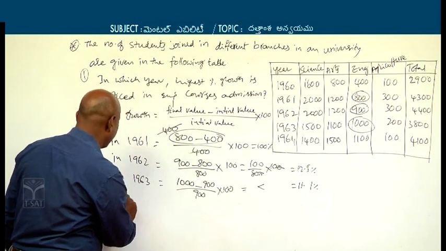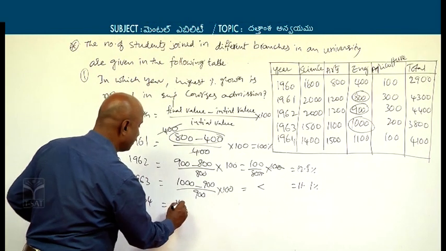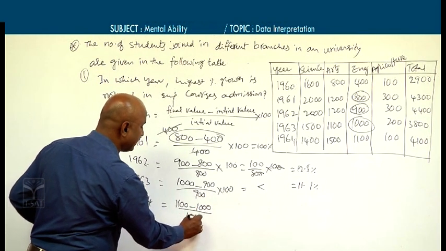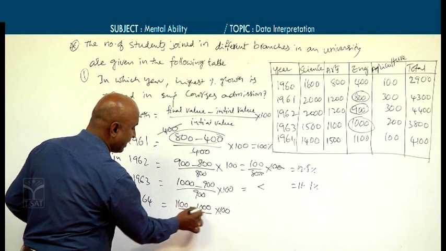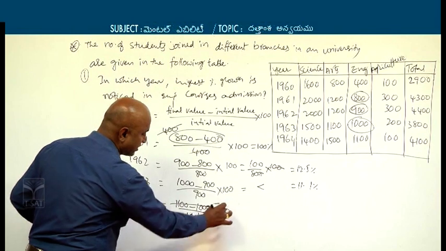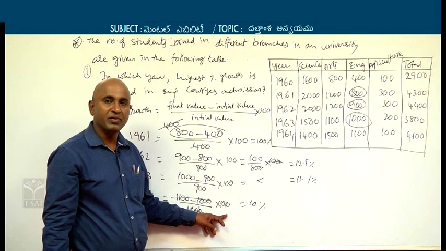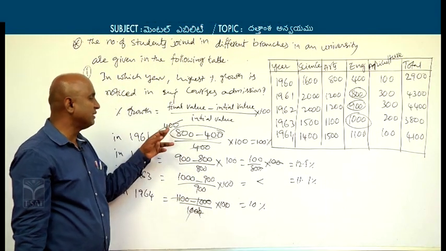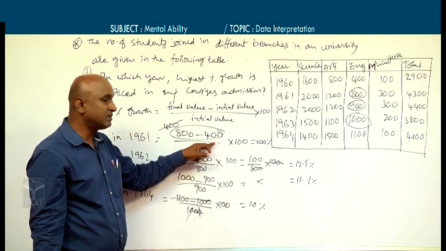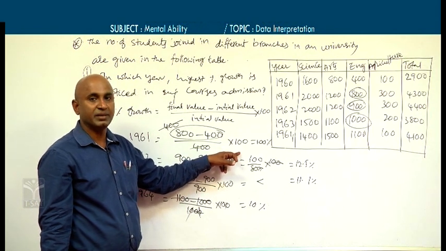In 1964, it is 1100 final value minus 1000 initial value, by initial value 1000, into 100. So this value is 100 by 1000 into 100, which will give you 10%. So by observing all these values, we can say that in the year 1961, the highest percentage growth can be observed in the engineering courses admission.